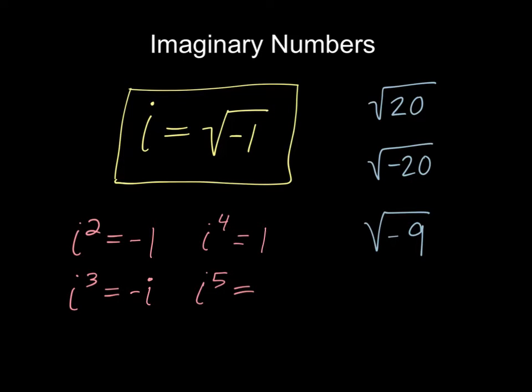i to the fifth is the same as i to the first, because four of the i's become a 1, and then that fifth i is just hanging on. So that just repeats itself. The sixth would be -1, the seventh would be -i, the eighth would be 1, and so on. Every four i's essentially just disappear. So what this allows us to do is simplify square roots that have negatives underneath.